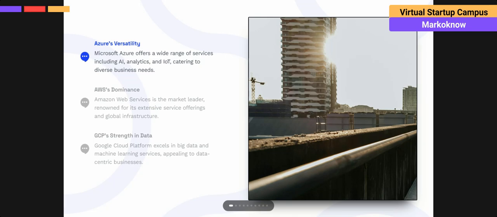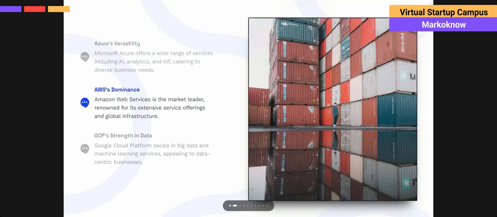So AWS is a market leader, renowned for its extensive service offerings and global infrastructure. GCP's strength is data. GCP lets you manage your own data on a big platform and offers machine learning services, appealing to data-centric businesses.